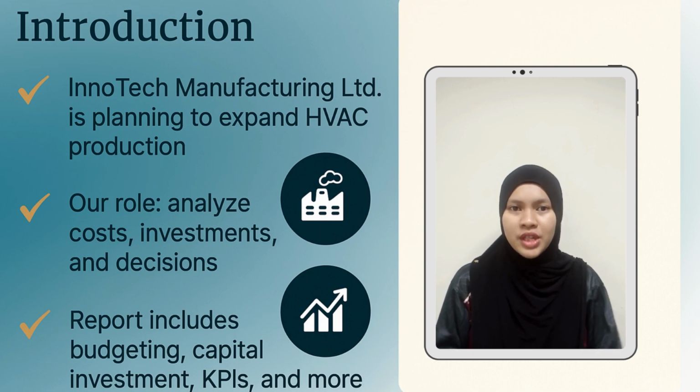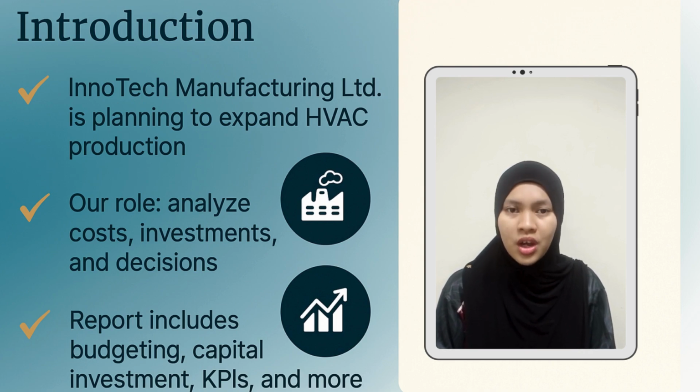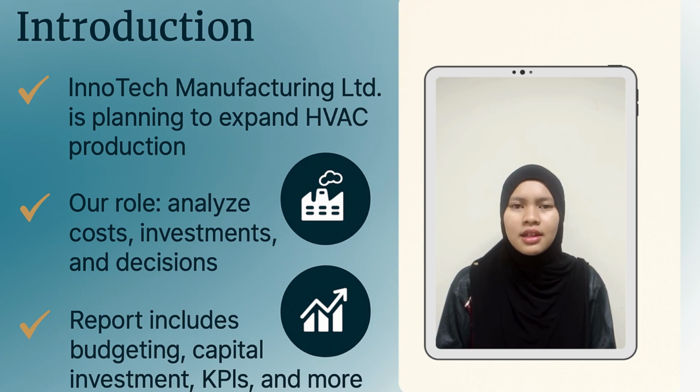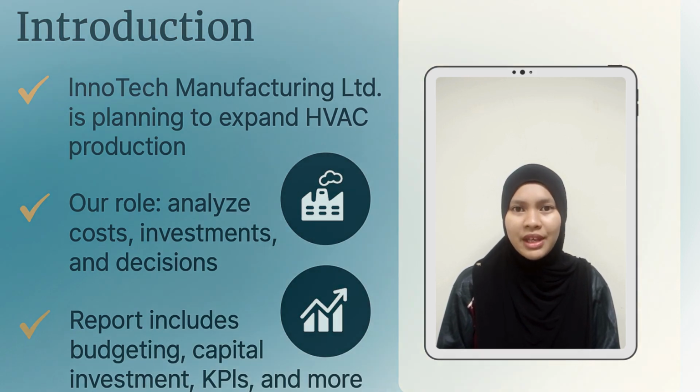In this video, we will be presenting our findings for assignment 2. Our project is based on a case study for InnoTech Manufacturing Ltd, a company that produces HVAC systems. InnoTech is planning to expand and our job was to analyze their cost, budget, and investment and help them to make better decisions. Each of our group members will explain the key sections of the report, which include cost classification, budgeting, break-even analysis, capital investment evaluation, inventory control, key performance indicators, and decision-making tools.